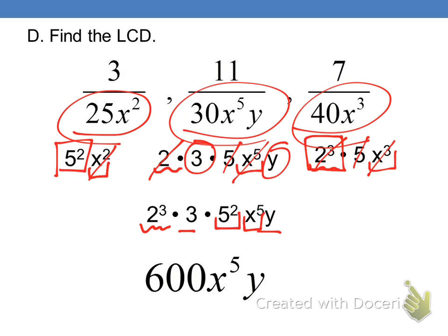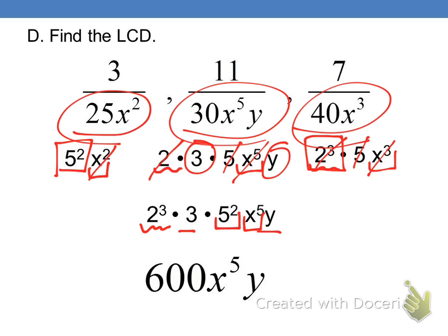So, the easiest way to do it, the way that works every single time, is to see what each number is made up of. You do the prime factorization of each number, and then make sure that each of those factors is in your LCD. And you have to go with the largest exponent of each. All right, we'll keep practicing this. This is what we're practicing pretty much all day, so don't freak out yet. Any questions, though, as you're looking at this?